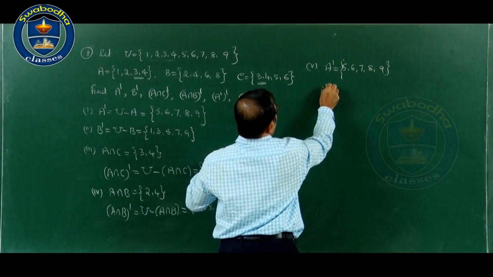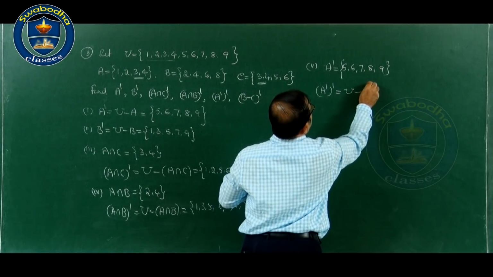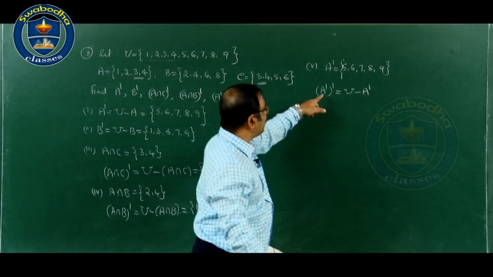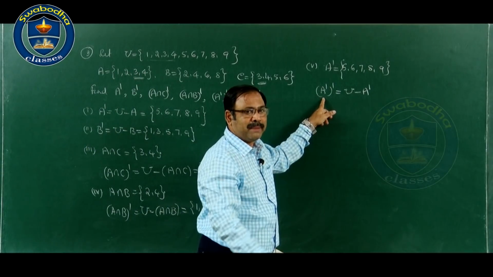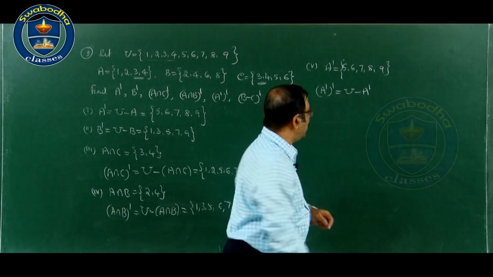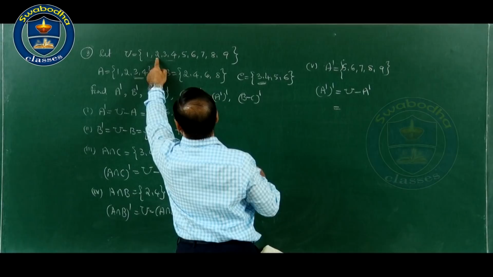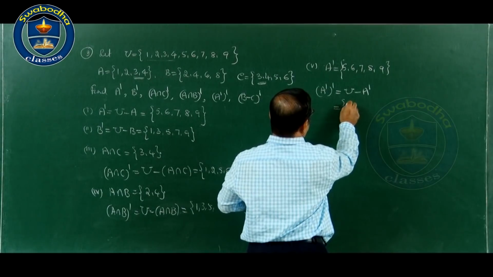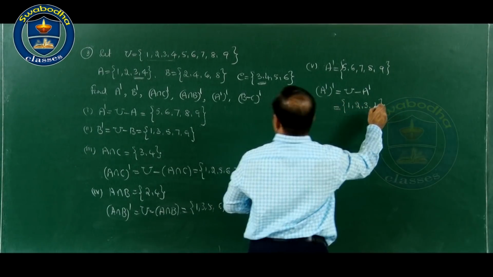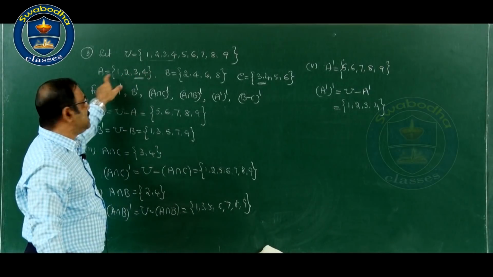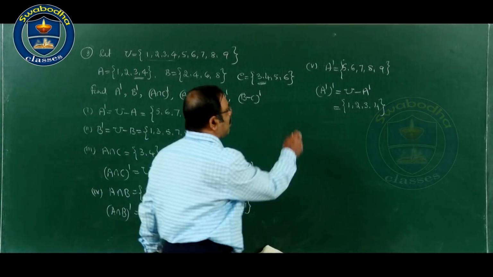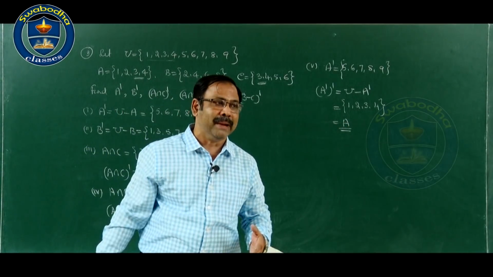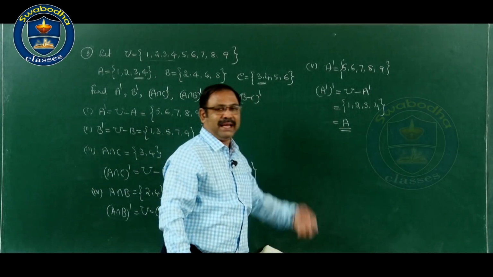Now A complement means U minus A. See, always what is complement of A? U minus A. What is complement of A complement? U minus A complement. So it is U minus A dash. Okay. What is U? U is 1, 2, 3, 4, 5, 6, 7, 8, 9. Minus 5, 6, 7, 8, 9 gives 1, 2, 3, 4. What is it? That is A. So what is this complement of complement? That is the same set. So we have A complement to complement. Complement of A complement is A.